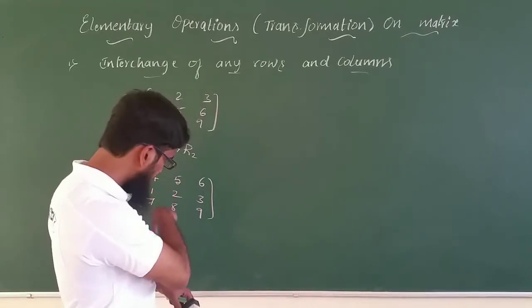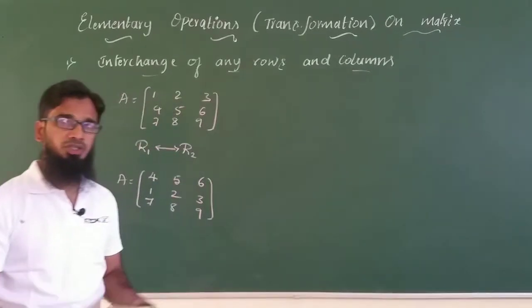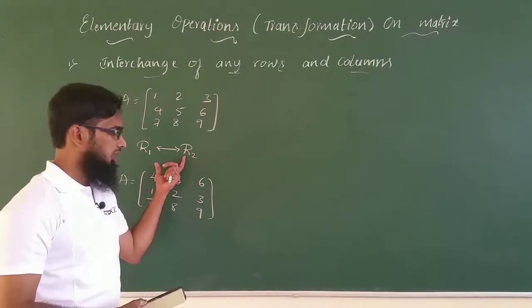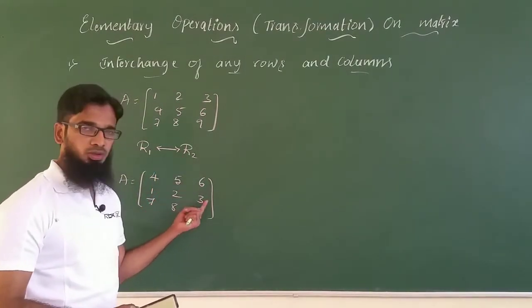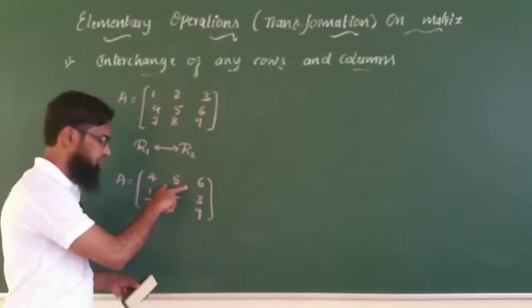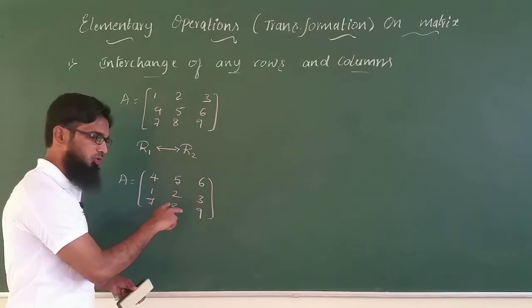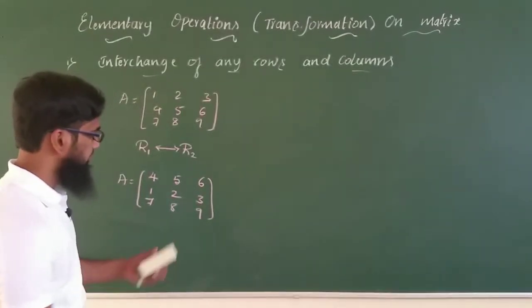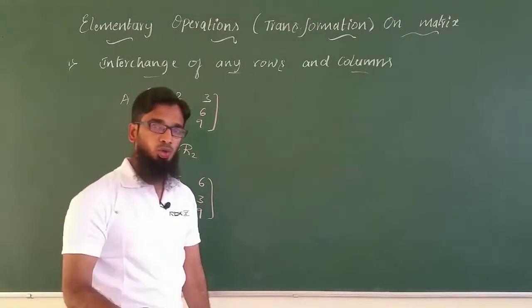In this case we are not changing the elements of row 3, because we are doing the operation only on row 1 and row 2. You just see here, the row 2 elements are kept in the R1 place, and the row 1 elements are kept in the R2 place when we interchange R1 with R2. This is an elementary row operation.